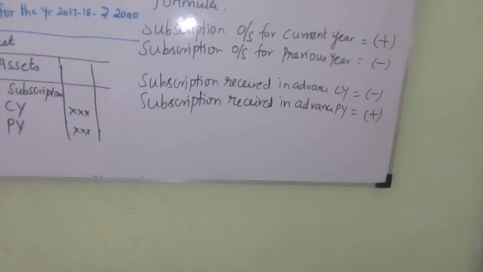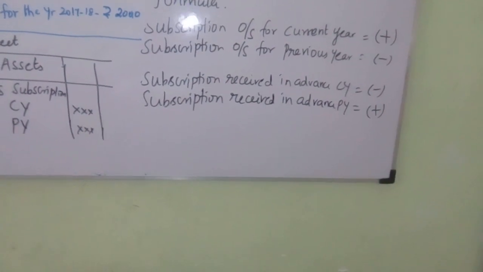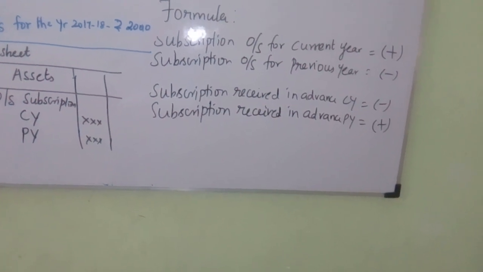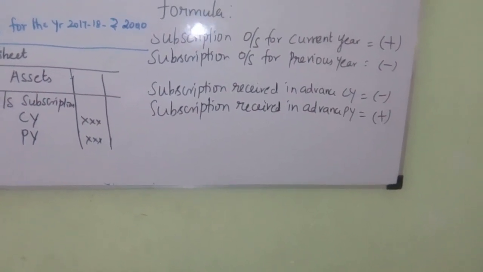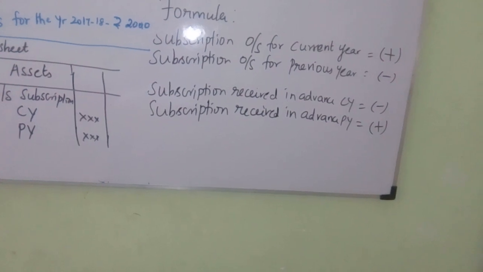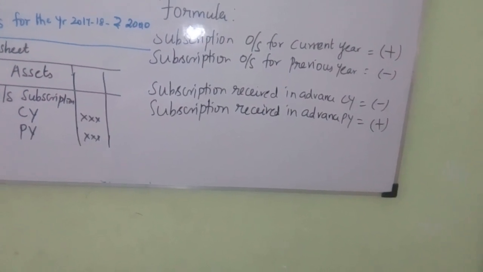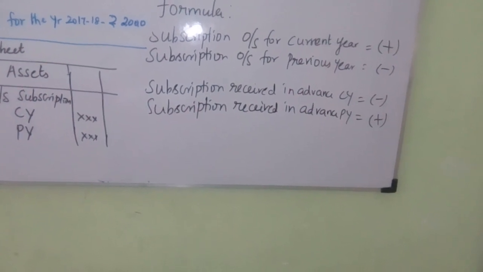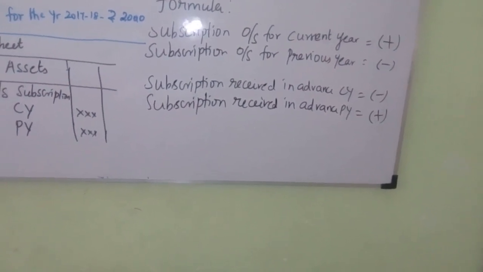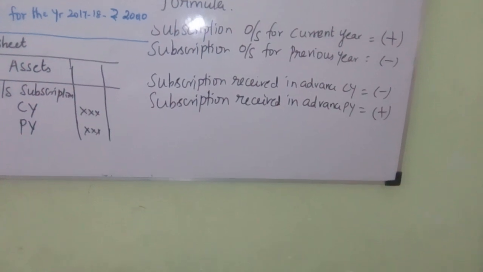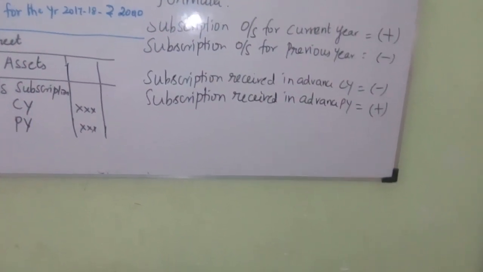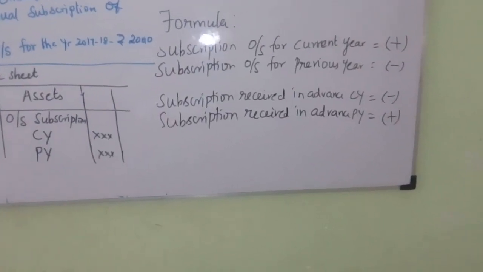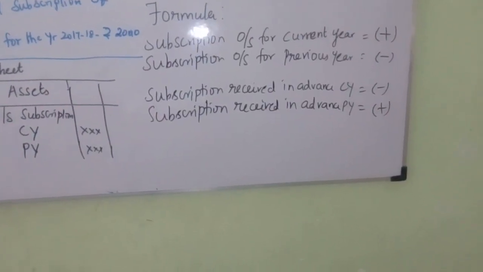So, subscription outstanding for the current year is added. Subscription outstanding in the previous year which is received in the current year will be subtracted. In the same way, subscription received in the current year which is meant for the subsequent year must be subtracted. And subscription received in advance in the previous year which is meant for the current year is added. Right? You have understood this? So this is a recap of how to deal with the subscription in the income and expenditure.